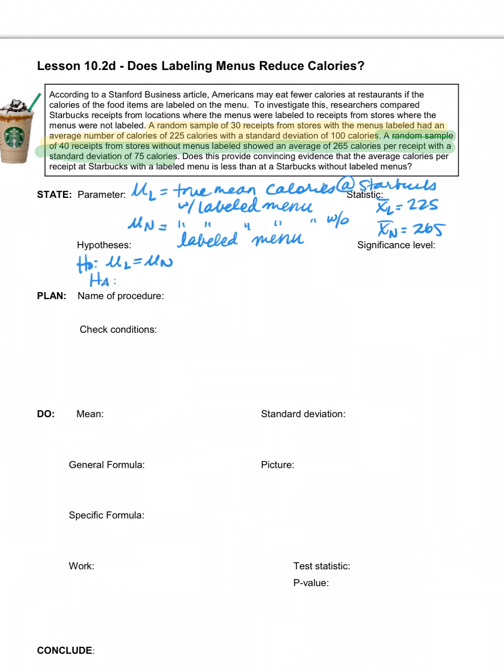And the alternative, what is it saying? Is there convincing evidence the calories per menu at Starbucks with the labeled menu is less than the non-labeled? And what's our significance level? If they don't state it, it's 0.05, yes. So far, so good? Alrighty. Name the procedure. Two-sample t-test. Yeah?